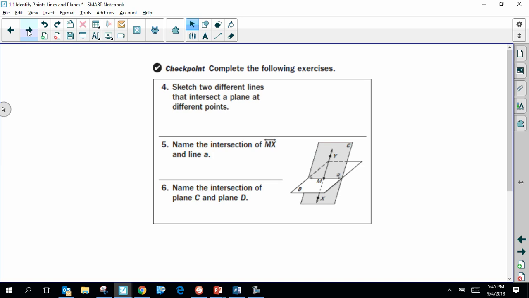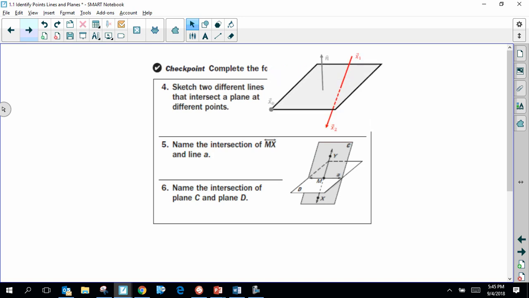All right, guys, so problem number 4, sketch two different lines that intersect the plane at different points. So essentially we just need a plane and two lines that are intersecting it at different points. So I have a point that's right there and a point that's right there. Something pretty basic, it doesn't have to be complicated.